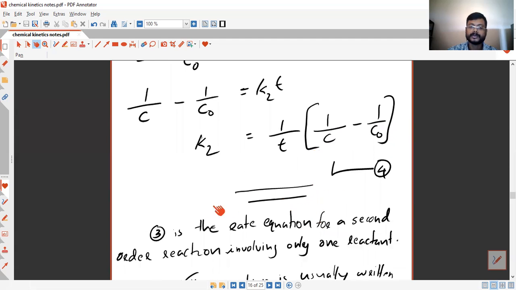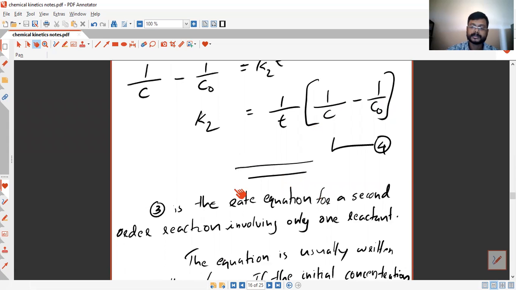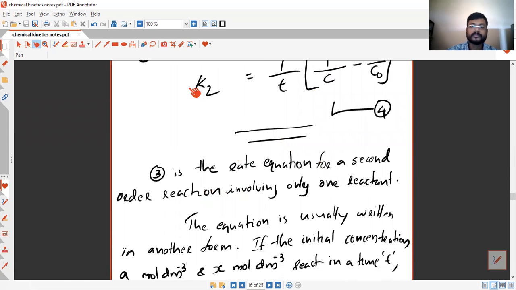That is equation 4. Equation 4 is the rate equation of the reaction.